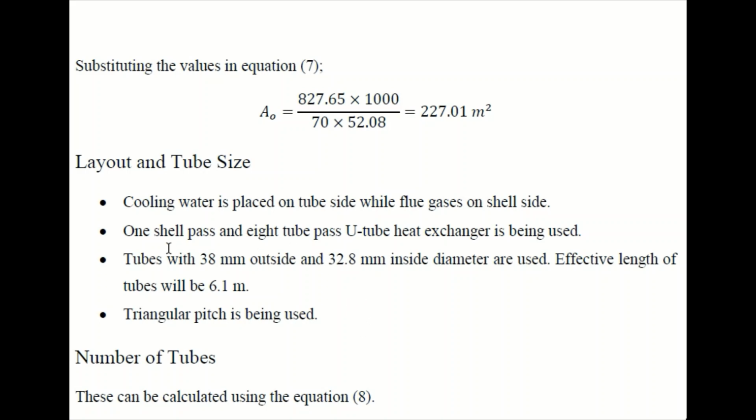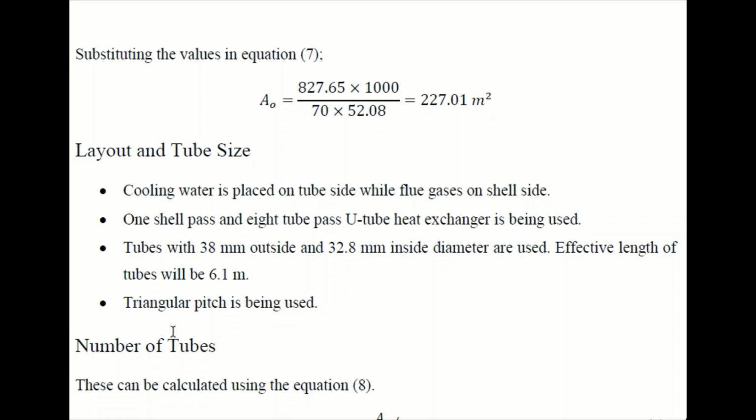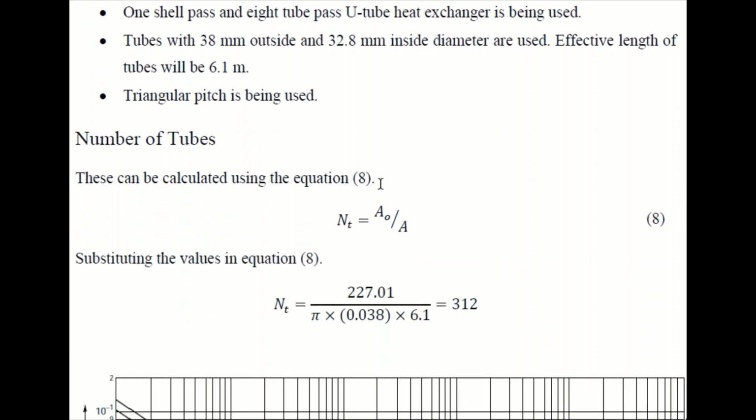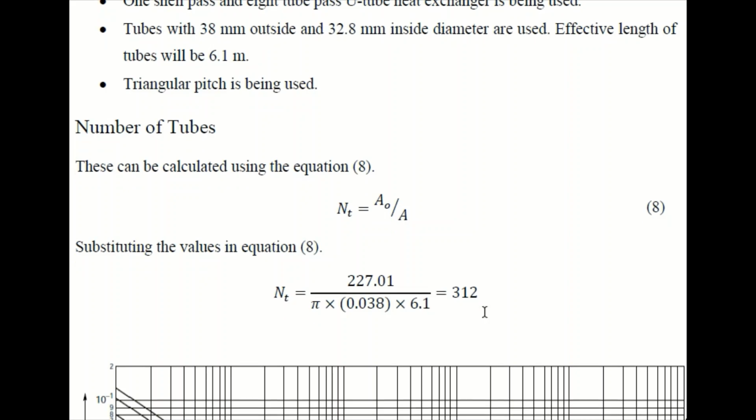And then I have assigned here a one shell and 8 tube pass heat exchanger, and tube outside diameter is taken as 38 mm and inside diameter is 32.8, and effective length is 6.1. You need to take these values from standards, and then triangular pitch is used. So based on the overall heat transfer area and single tube heat transfer area, we can determine the number of tubes, which is determined as 312.